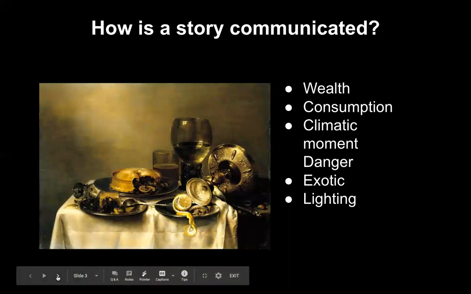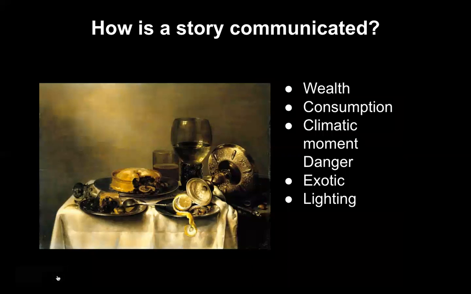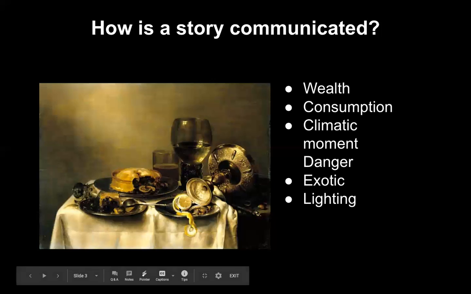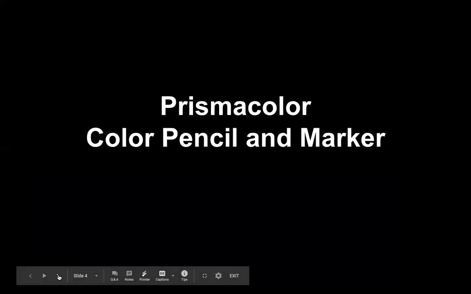So think about the story, what is communicated: the wealth of the people, maybe it's about consumption, maybe it's a climactic moment, like maybe there was an intruder. It was also exotic. They didn't have a lot of fresh citrus in Holland in the 1600s, so the fact that there's a lemon is kind of exotic. And then the lighting is very dramatic.